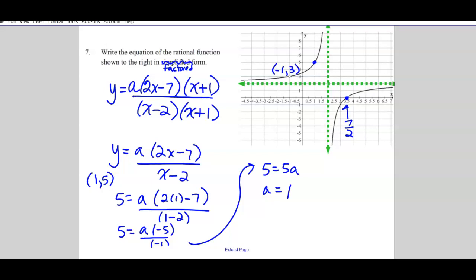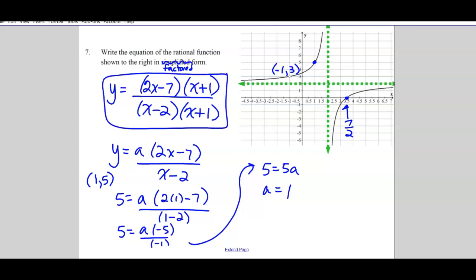Okay, kind of a different a. This is a constant factor, not the direct factor. You can call it k. It's just a factor out front. So in any case, we can just leave it like this. That's in factored form.